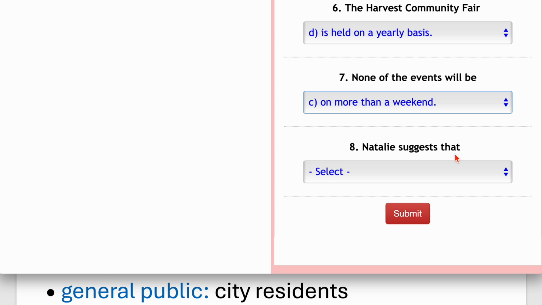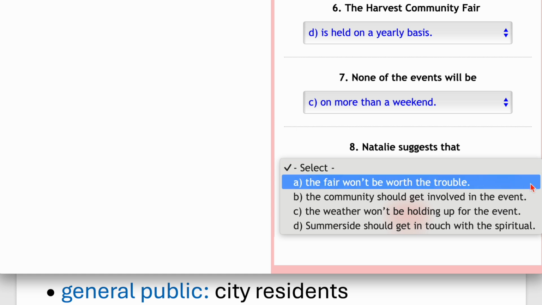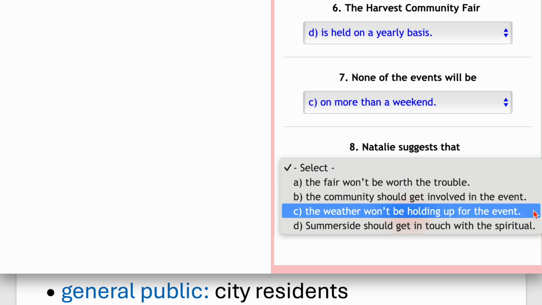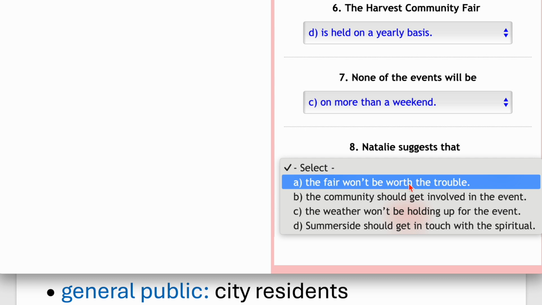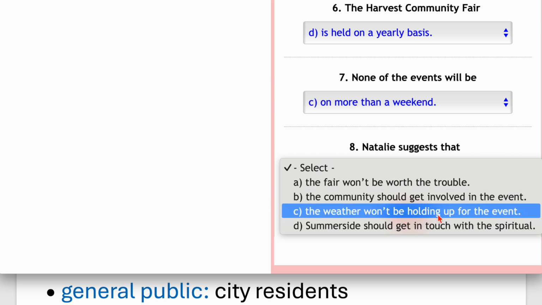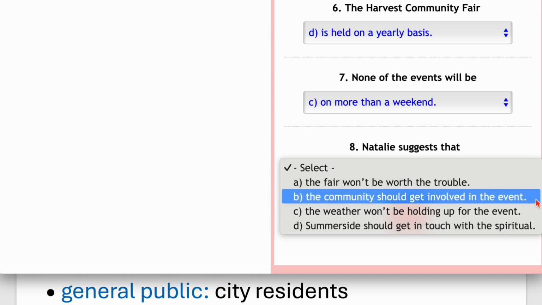Natalie suggests that. So, what does she say, or what does she think? What idea does she give? The fare won't be worth the trouble. The community should get involved in the event. The weather won't be holding up for the event. Summerside should get in touch with the spiritual. So, won't be worth the trouble. Get involved in the event. Won't be holding up. Get in touch with the spiritual. So the answer is get involved in the event.